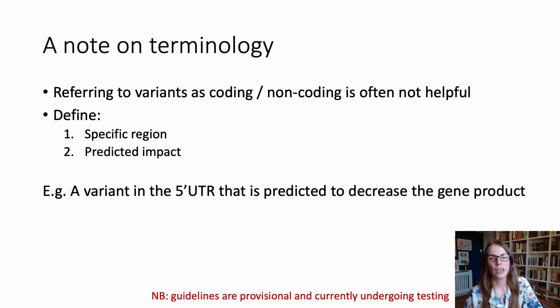Another thing we discuss in the guidelines is a quick note on terminology. We're very good at referring to variants as either coding or non-coding, when actually variants that exist in non-coding regions can have very coding effects. Those N-terminal extension variants that I showed you from F2C, for example, are having a very coding impact. It's much more useful to define variants based, first, on the specific region in which they occur, so 5'UTR, coding exon, 5'UTR intron, for example, and then to refer to the predicted downstream impact. So, a variant within the 5'UTR that is predicted to decrease the gene product or to cause a loss of function, as an example.